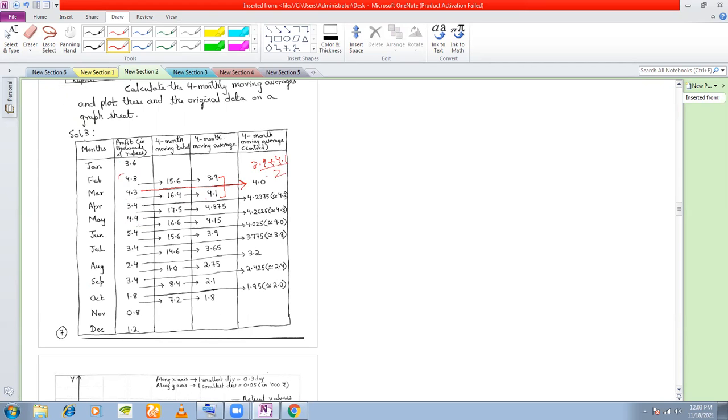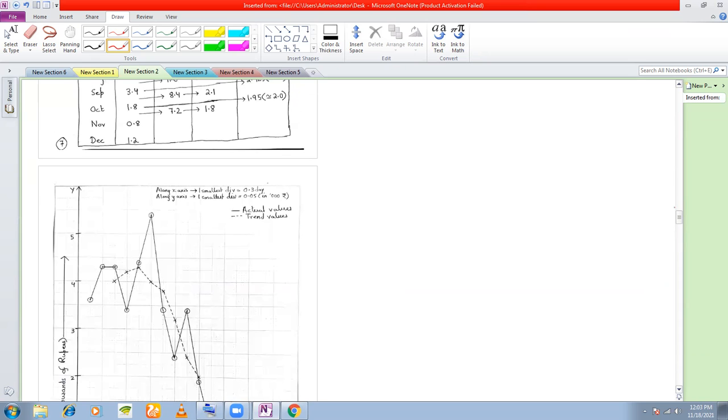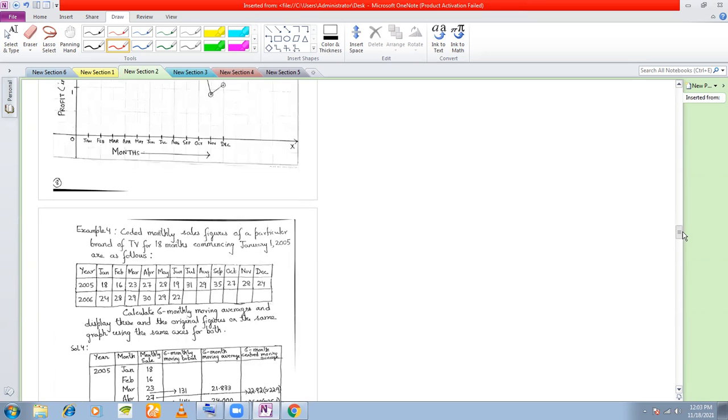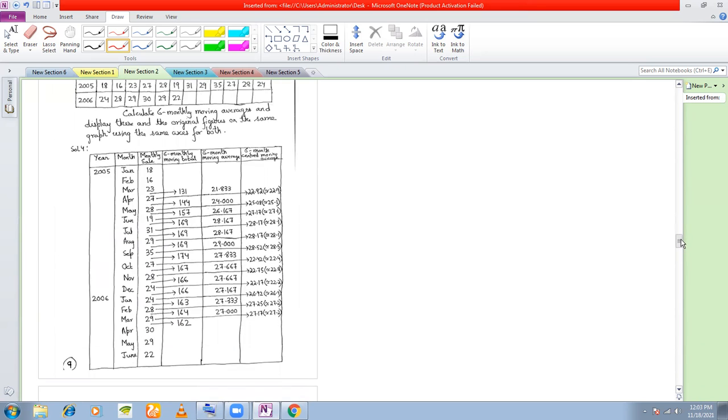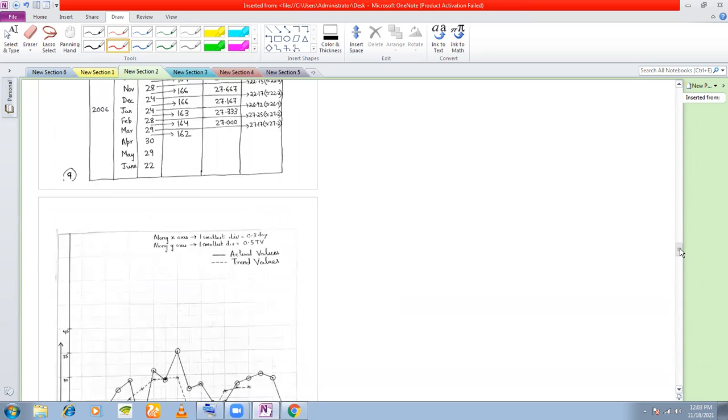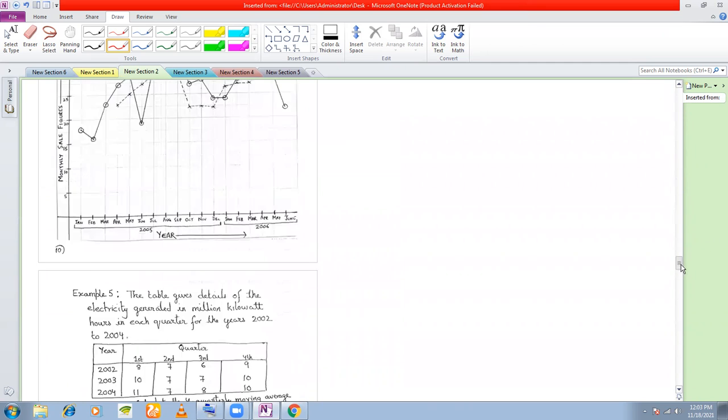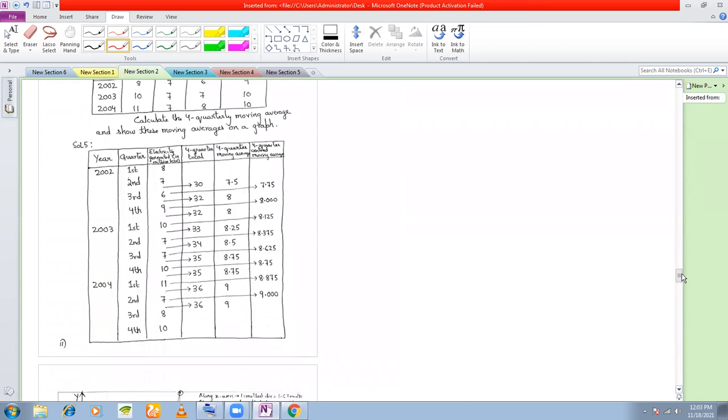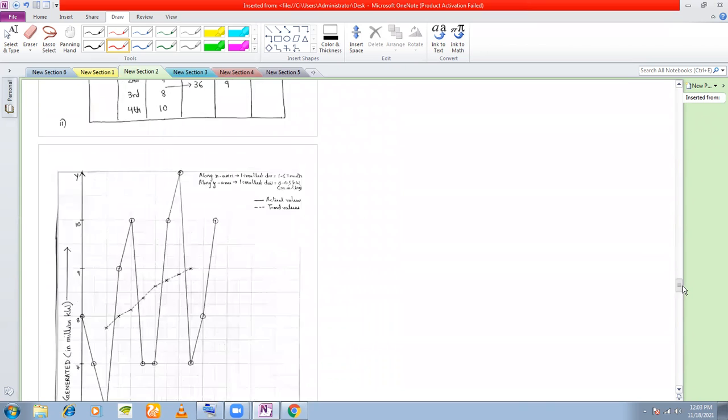Is the even year clear? Yes, sir. And similarly, we do this for all the values. And then we plot it accordingly. Fine. But the even year moving average is out of syllabus. You can go through it for your knowledge, but it is out of your syllabus.